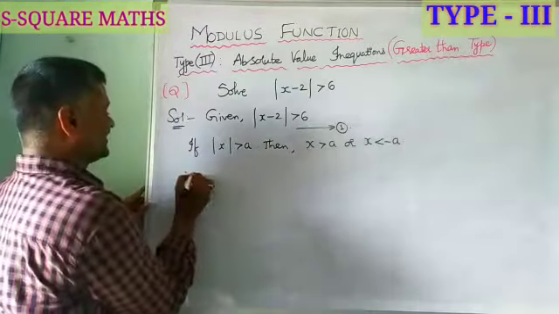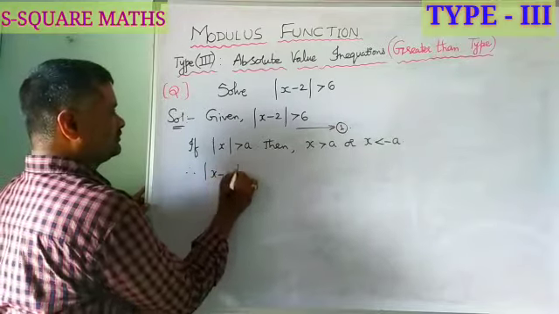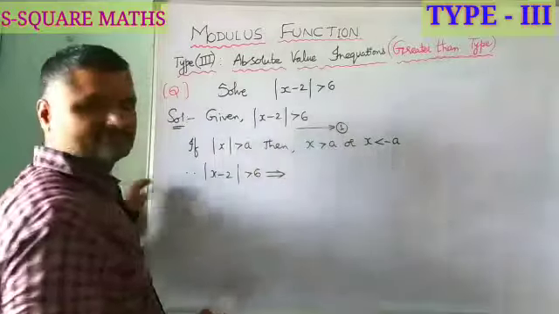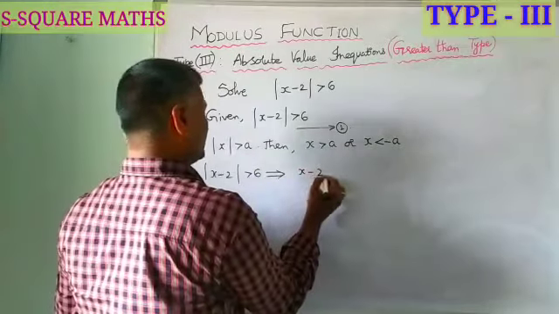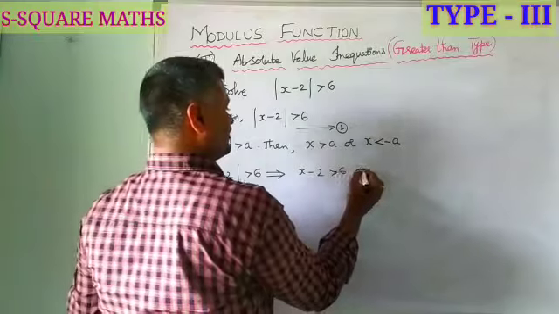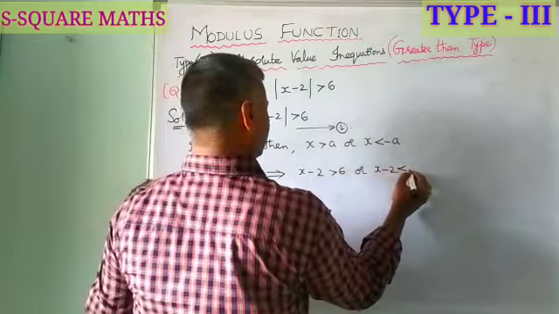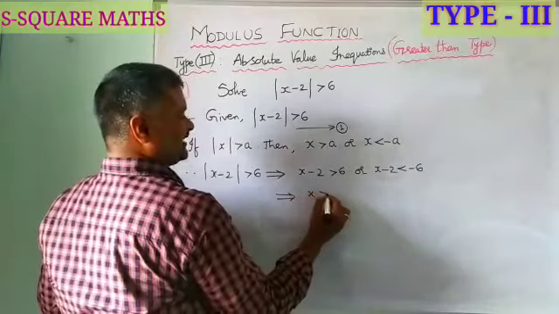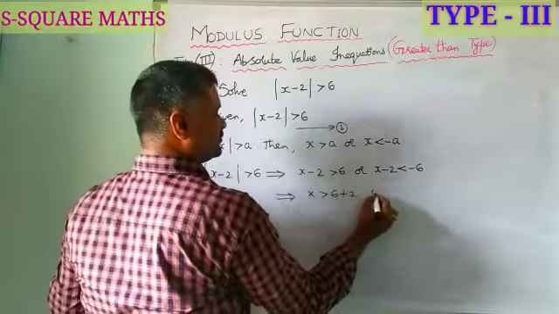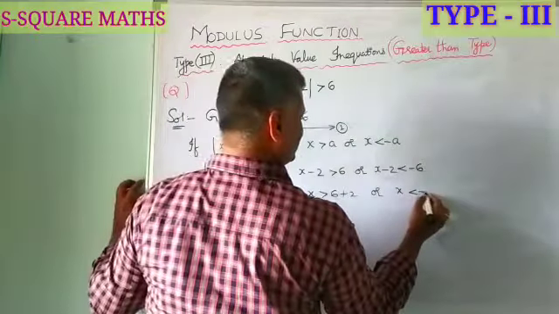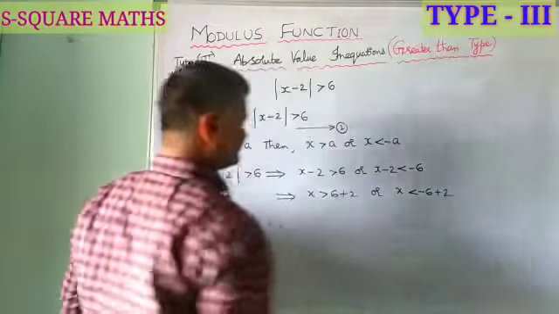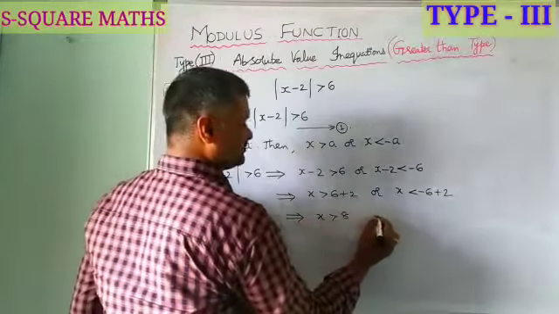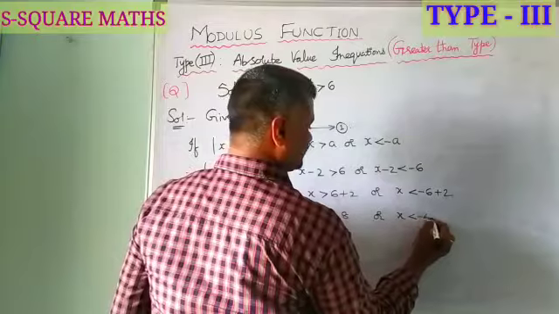So therefore I can write now mod of x minus 2 greater than 6 implies x minus 2 greater than 6 or x minus 2 less than minus 6. This implies x greater than 6 plus 2 or x less than minus 6 plus 2. So here x is greater than 8 or x is less than minus 4.